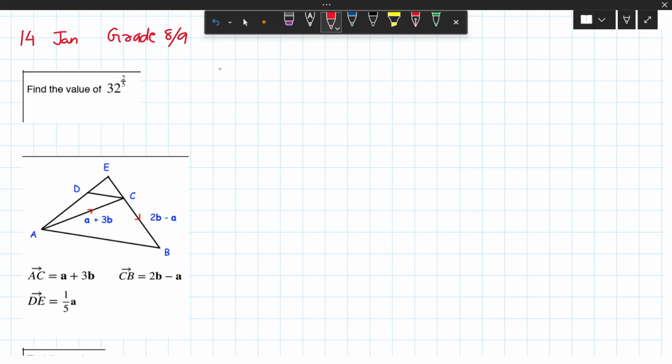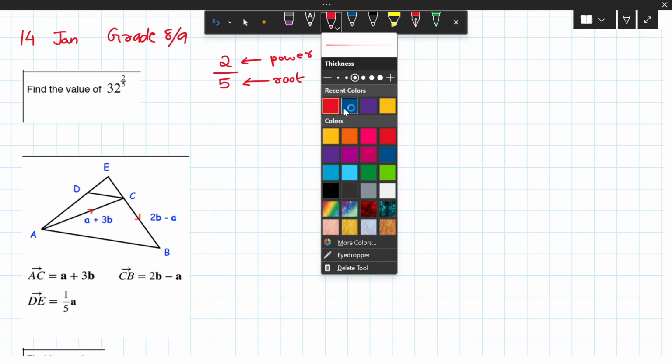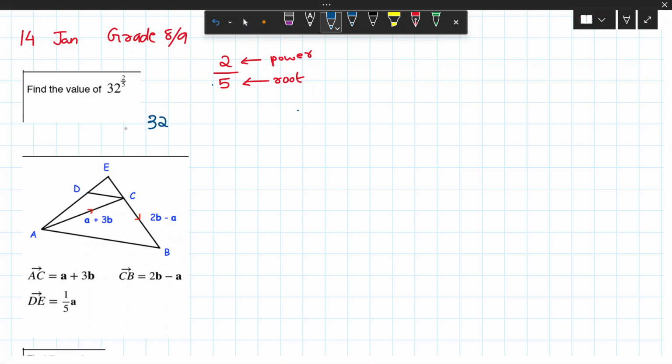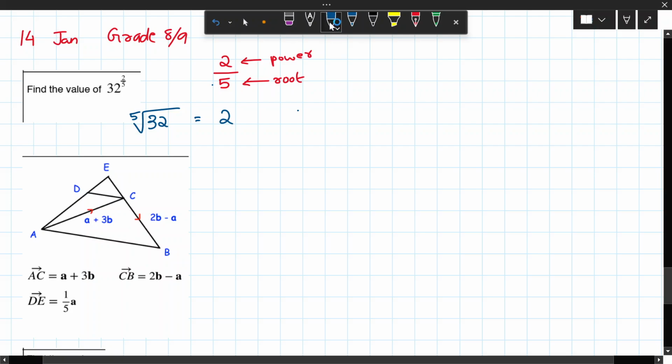So fractional indices, the rule is when you have a fractional power, the denominator is your root and the numerator is your power. And just like if you think about a tree or a flower or a plant, the root comes first and then comes the top part. So first we're going to root the number. So it's going to be 32, the fifth root, and that would give you 2, because what number times by itself 5 times would give you 32? The answer is 2.